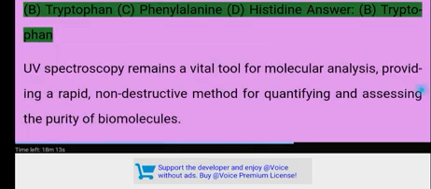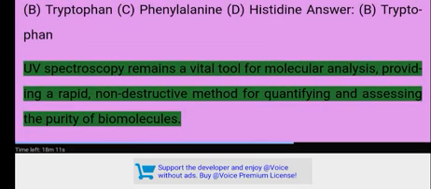CSIR-NET 2016. Which aromatic amino acid contributes most to protein absorbance at 280 nanometers? A. Tyrosine. B. Tryptophan. C. Phenylalanine. D. Histidine. Answer: B. Tryptophan. UV spectroscopy remains a vital tool for molecular analysis, providing a rapid, non-destructive method for quantifying and assessing the purity of biomolecules.